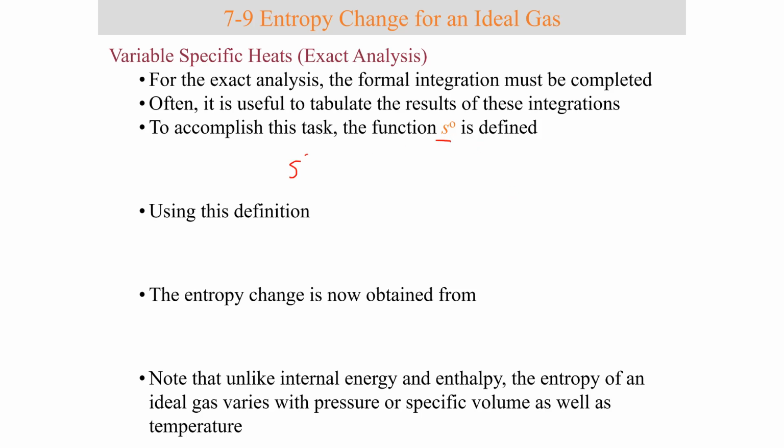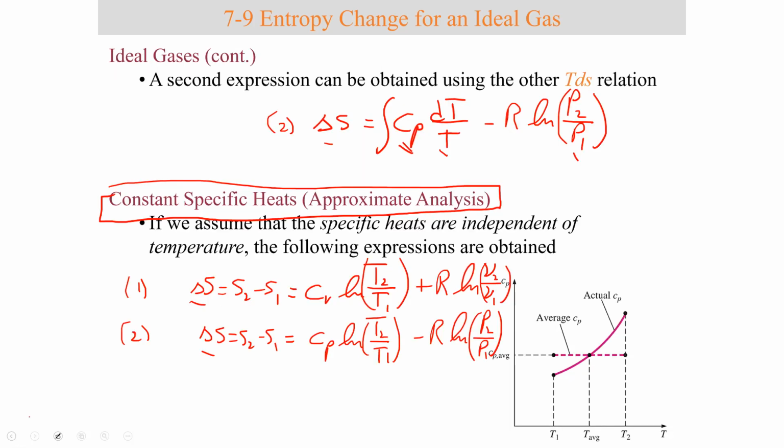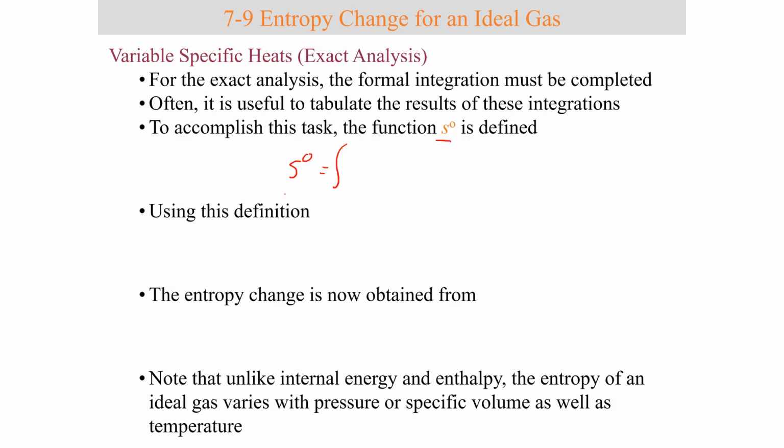For lack of better words, I call this S superscript 0, or the temperature-dependent portion of the entropy. Remember, the change in entropy for an ideal gas is a function of temperature and also pressure. So I'm going to take this term for the second equation. This is only dealing with the second of the two equations. I'm going to take that term and call it S superscript 0.